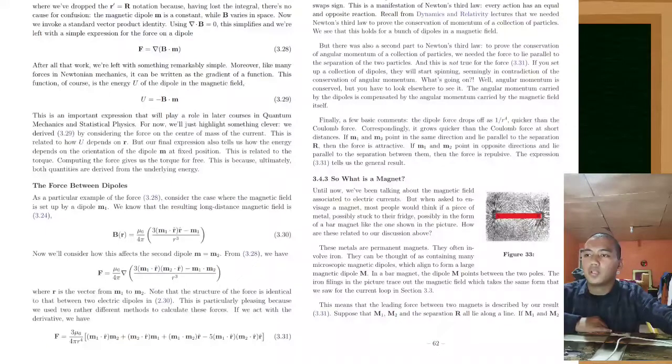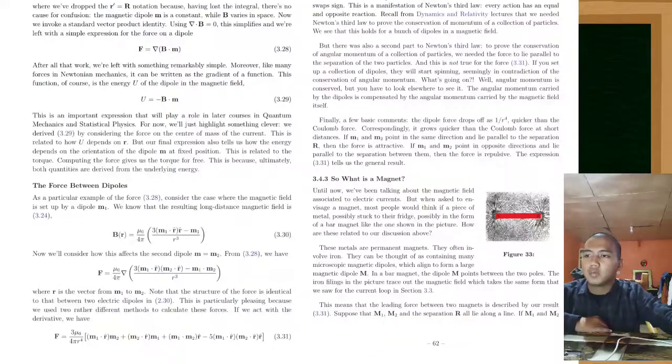3.4.3 So what is a magnet? Until now, we have been talking about the magnetic field associated to electric currents. But when asked to envisage a magnet, most people would think of a piece of metal, possibly stuck to their fridge, possibly in the form of a bar magnet like the one shown in the picture. How are these related to our discussion above?